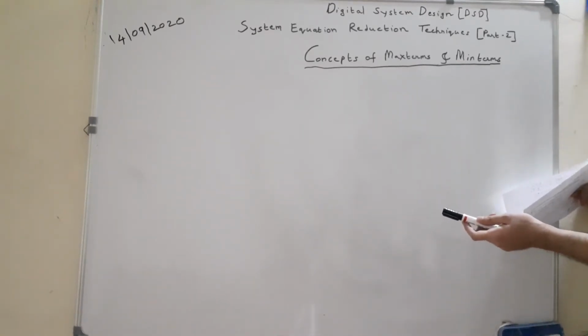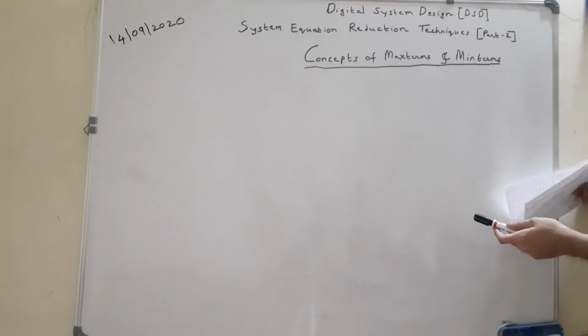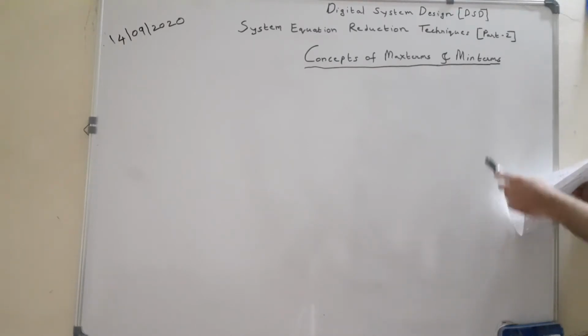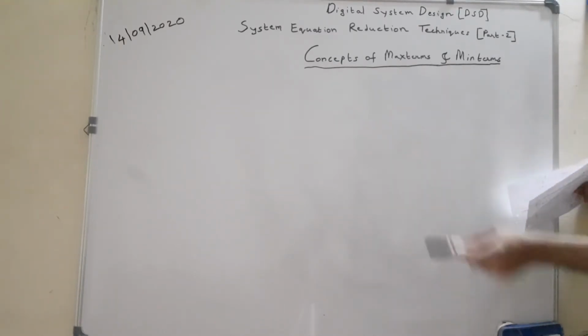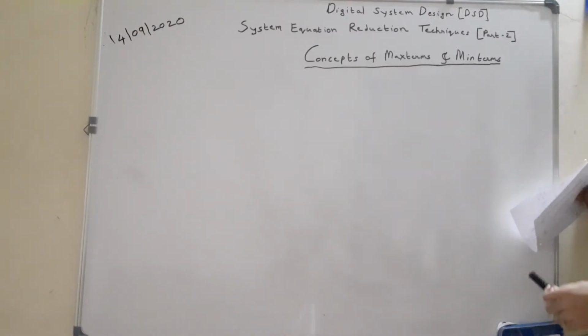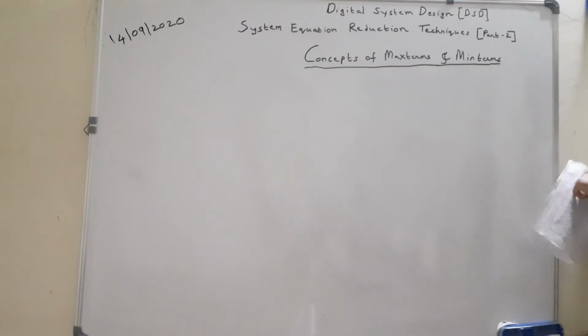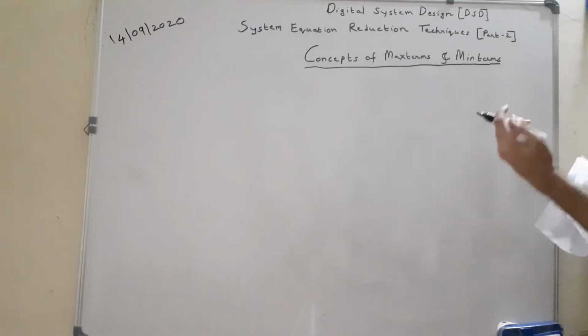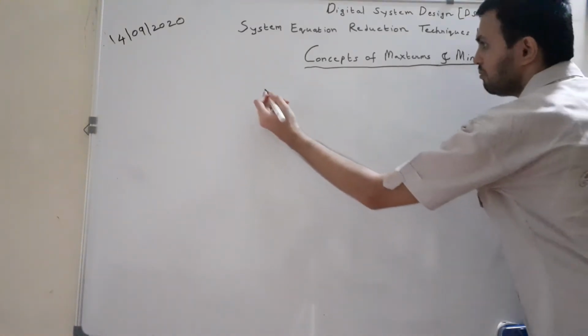The concepts of standard SOP and POS, related to the representation of the system equation, we studied in the last lecture. In today's class, we are going to continue with its part 2. We are going to understand the concepts of max terms and min terms. So let us start by understanding our first concept, which is min term.